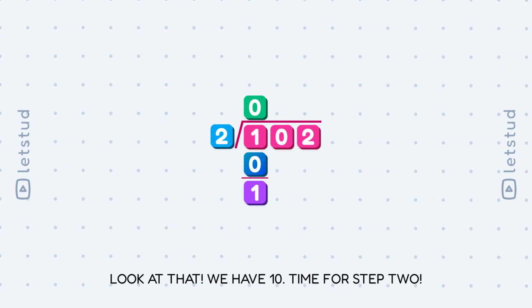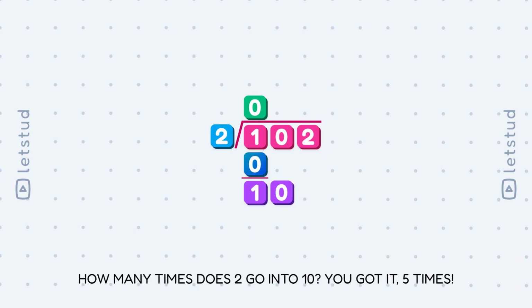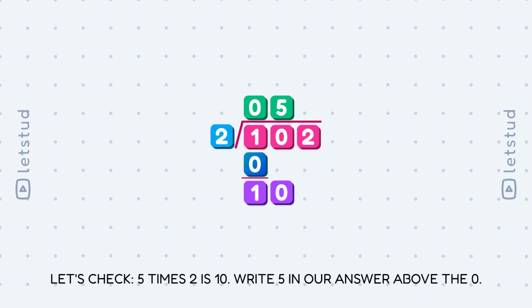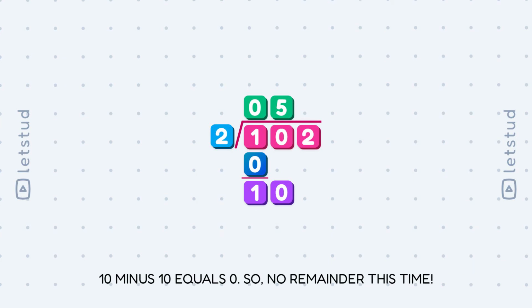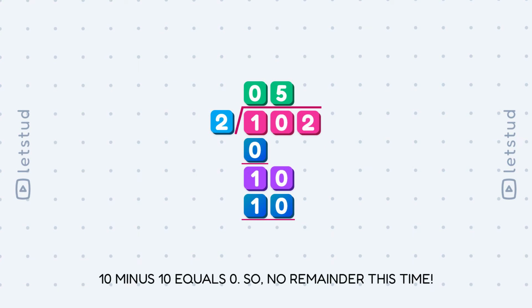Time for step 2. We bring down the 0 next to the remainder 1, creating the number 10. How many times does 2 go into 10? You got it, 5 times. Let's check. 5 times 2 is 10. Write 5 in our answer above the 0. 10 minus 10 equals 0, so no remainder this time.